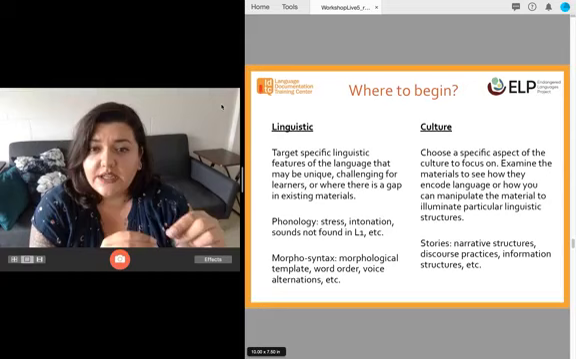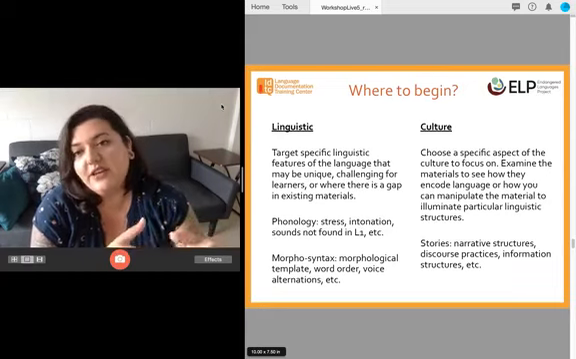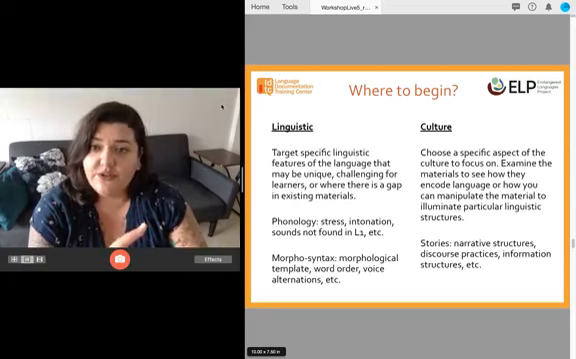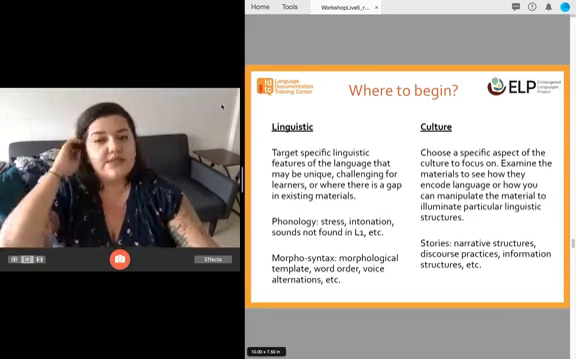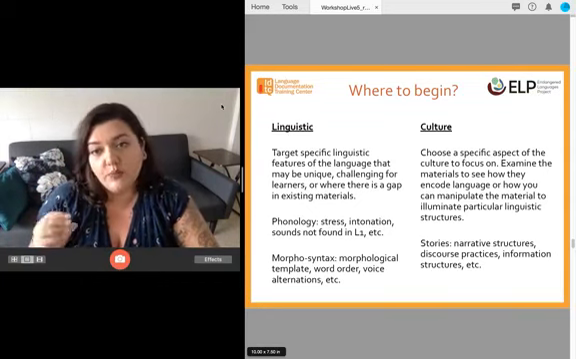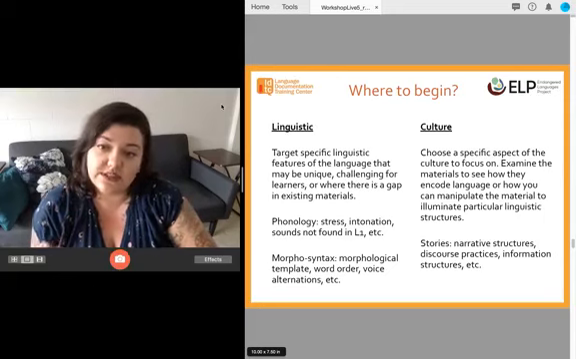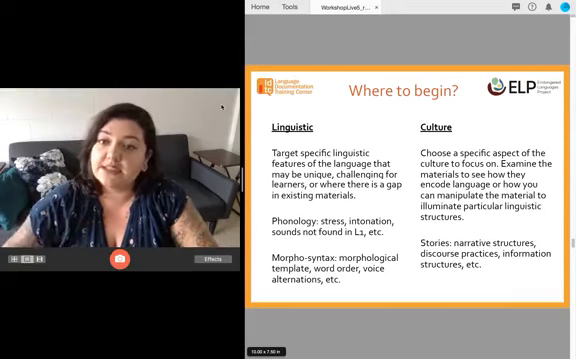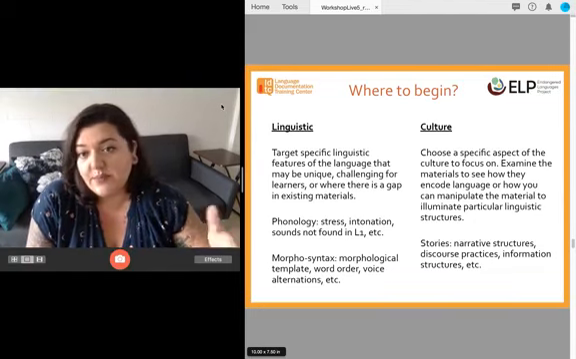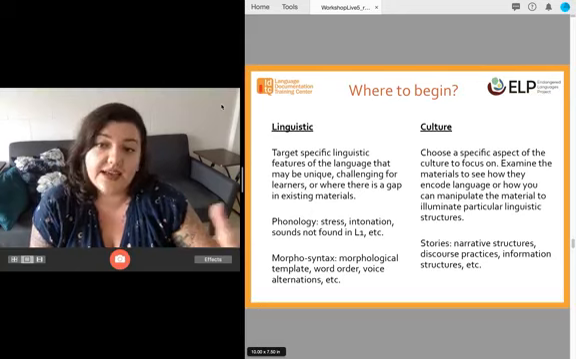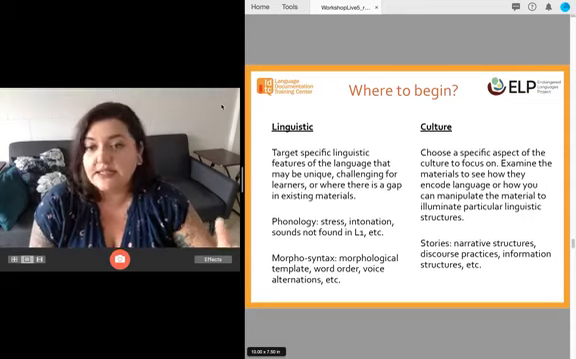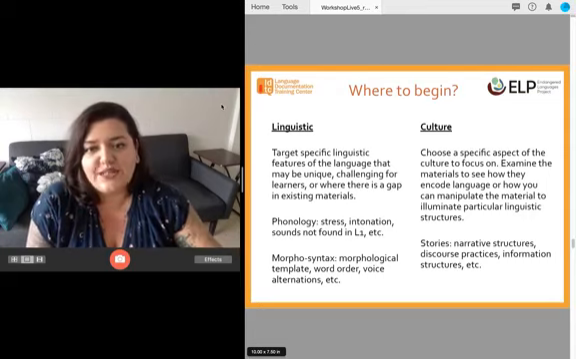You want to target specific linguistic features of a language that may be unique or iconic for your language or language family. Things that maybe are challenging for learners. If you already have an immersion program set up and you notice that students are really struggling with this particular voice alternation, then you can create materials around that specific linguistic feature that is going to help them practice and acquire that feature. You can also look at gaps that exist in materials. If you are lucky enough to have a community that has some materials already in existence, look for where there are linguistic aspects of language that aren't discussed in those materials and create materials to fill those gaps.